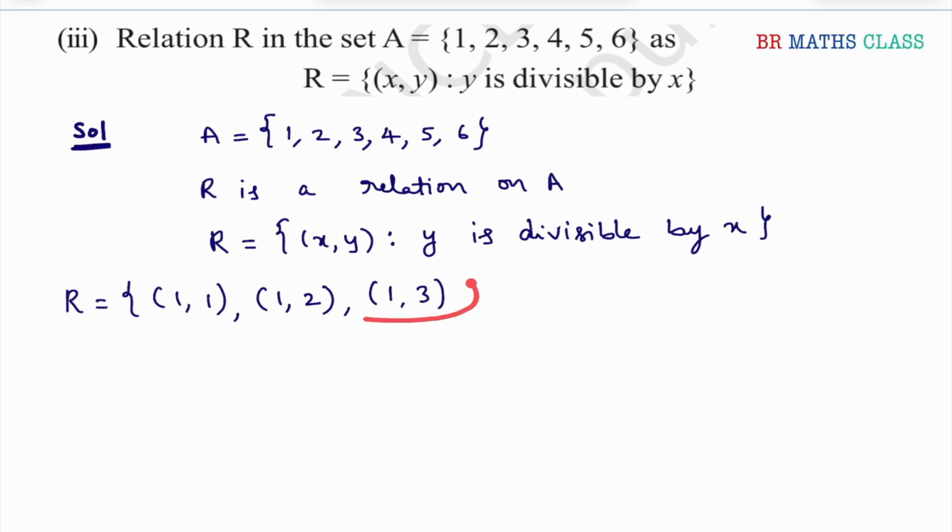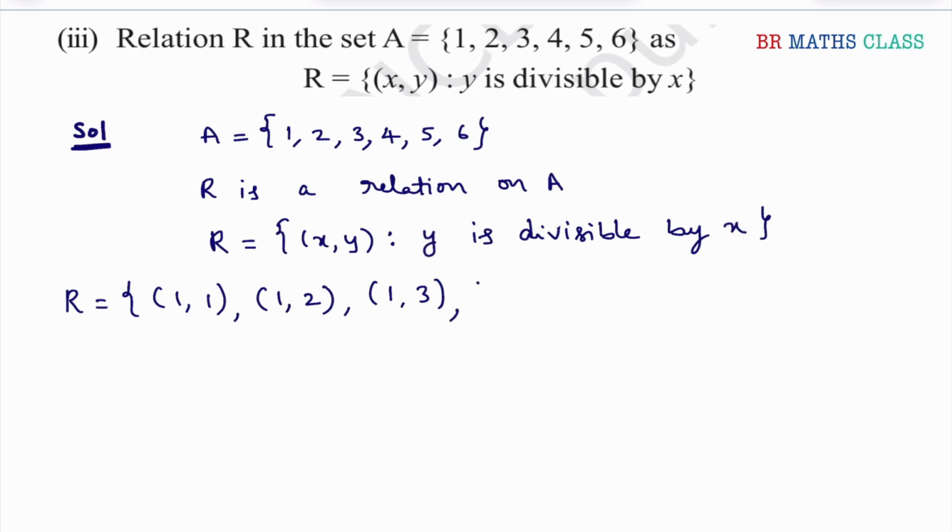Now you take this 1, comma 3. 1, comma 3 belongs to this relation. You check. In place of y, you write 3. Here 3 is there. 3 is divisible by, in place of x, you write 1. Is 3 divisible by 1? You check. Is 3 divisible by 1? Yes, 3 is divisible by 1. You can easily say that 3 is divisible by 1.